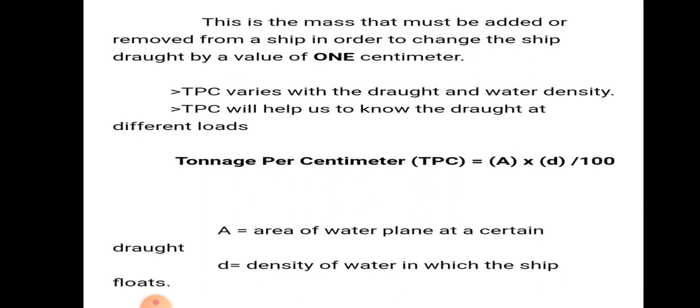Okay. Tonnes per centimeter immersion, TPC, is the mass that must be added or removed from the ship in order to change the ship's draft by 1 centimeter. This TPC varies with draft and water density, and it will help us to know the draft at different loads. TPC equals A into D by 100, where A means area and D means density. Okay.